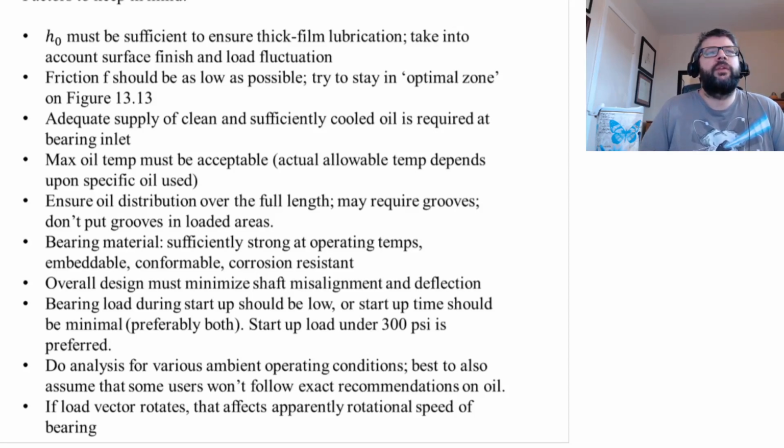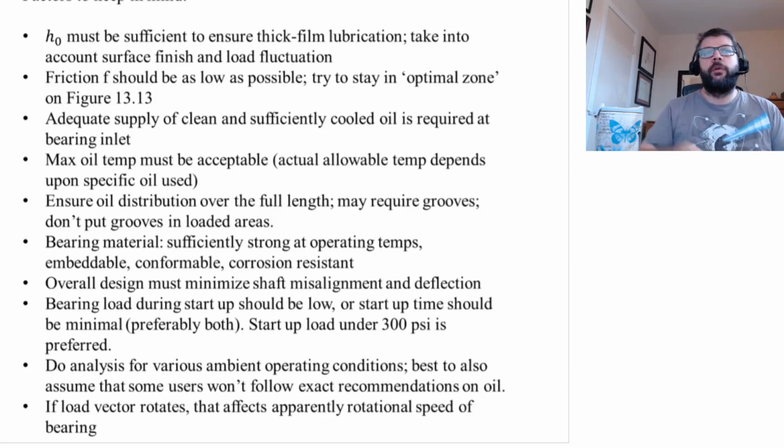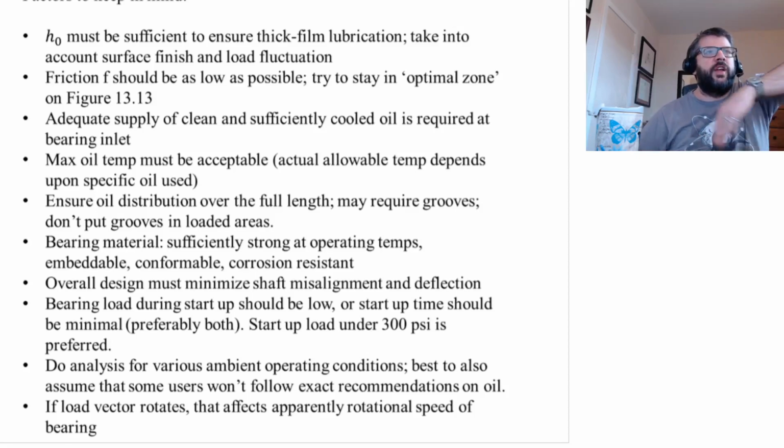So if you know that your load is going to be pointing in a particular direction, then put your oil supply groove on the opposite side. And of course, if there's a range of directions that the load might be pointed, then you need to adjust accordingly.